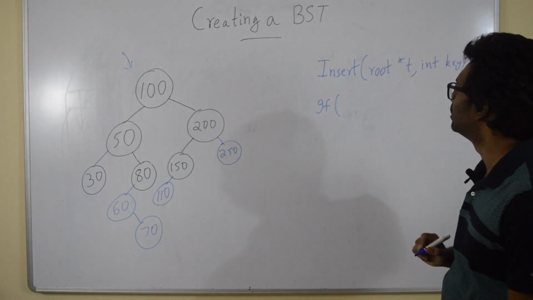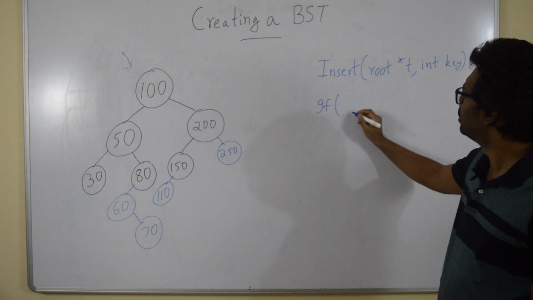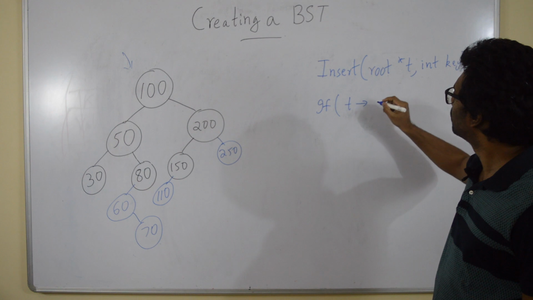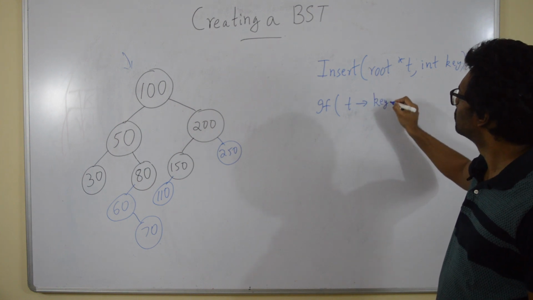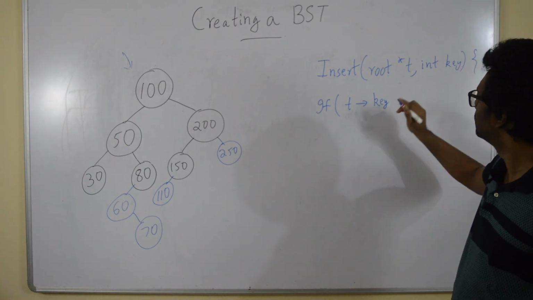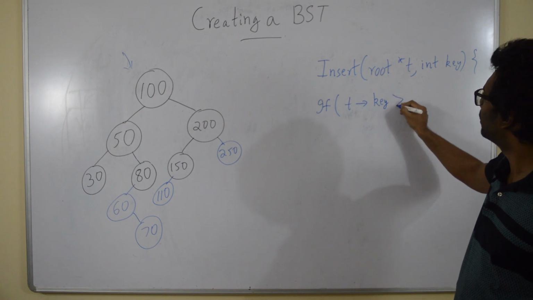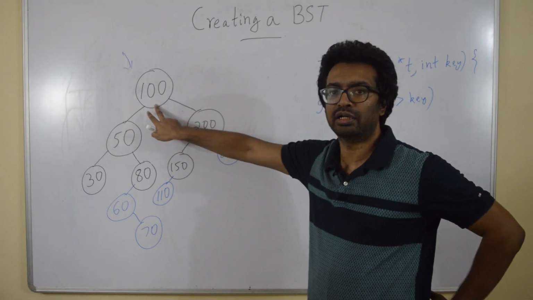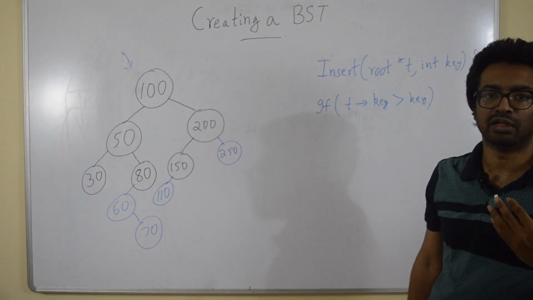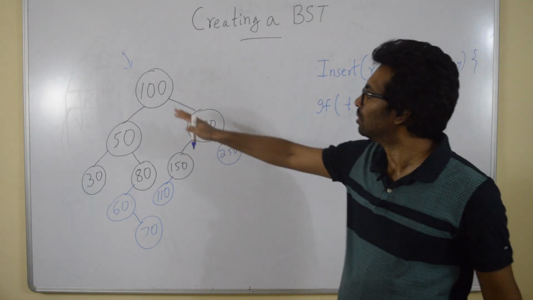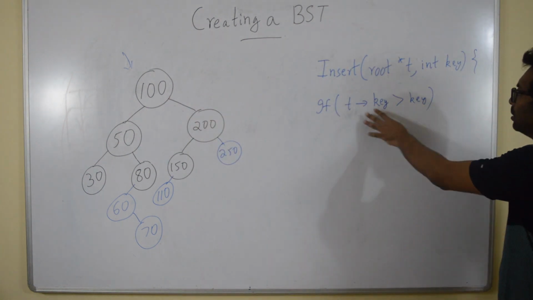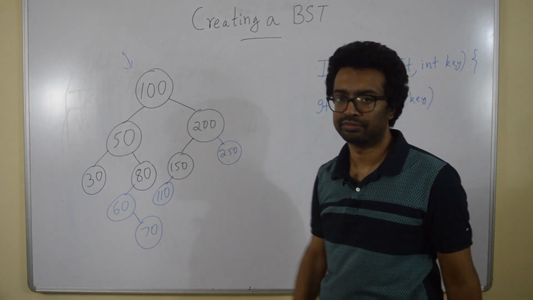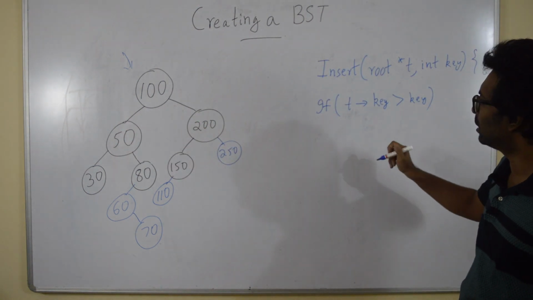I do the following. If t dot key is greater than key. Right, so I'm at 100. Let's say I'm going to insert 40. So t dot key is greater than key 40, and therefore I have to turn left. Once this is the case, I have to do the following.